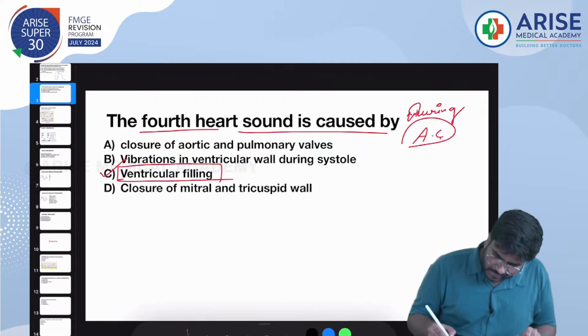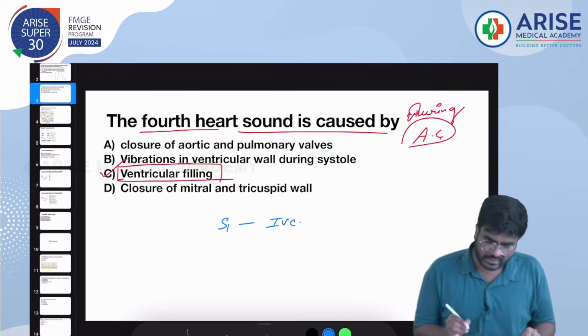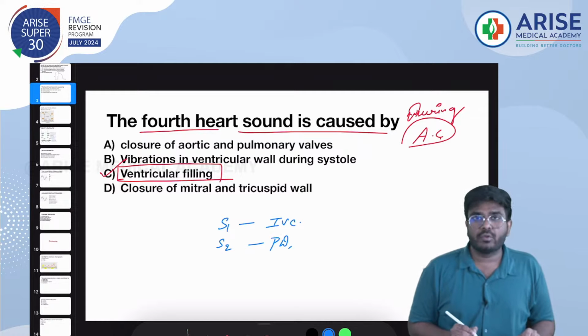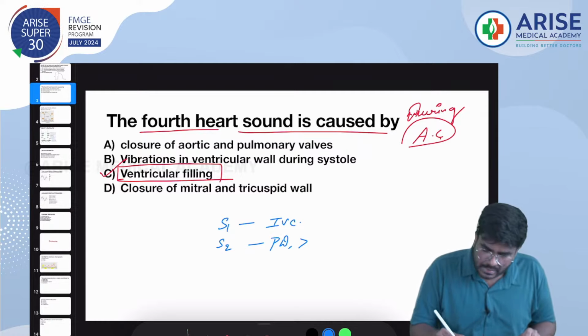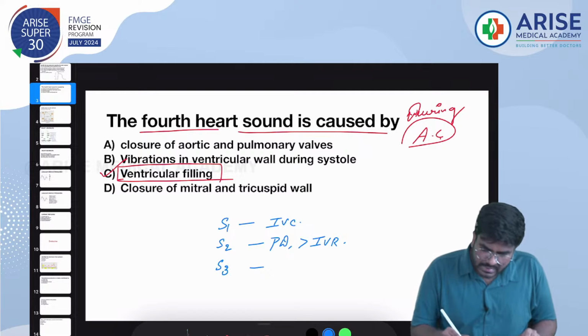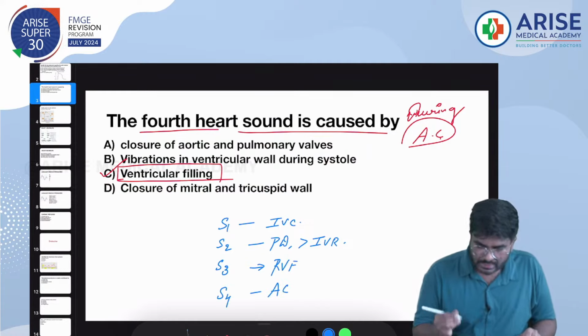Also, I want you to remember quickly, S1 heart sound is heard during the isovolumetric contraction phase. S2 heart sound is heard during the phase of protodiastole. If you don't find the answer protodiastole, you can mark isovolumetric relaxation. S3 heart sound is heard during the phase of rapid ventricular filling. S4 heart sound is heard during atrial contraction.